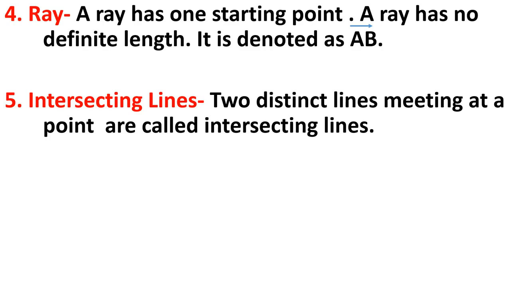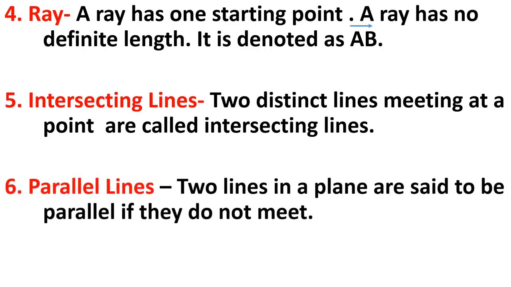Now, parallel lines. When 2 lines in a plane never meet, these lines are called parallel lines. It is the opposite of intersecting lines. Intersecting lines are those lines which meet at least at one point, and parallel lines are those lines which never meet each other.